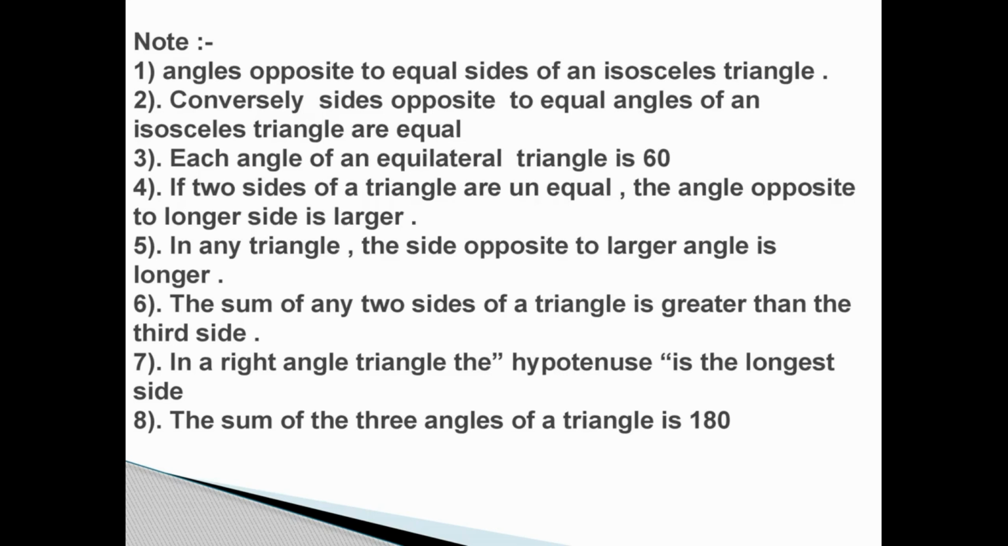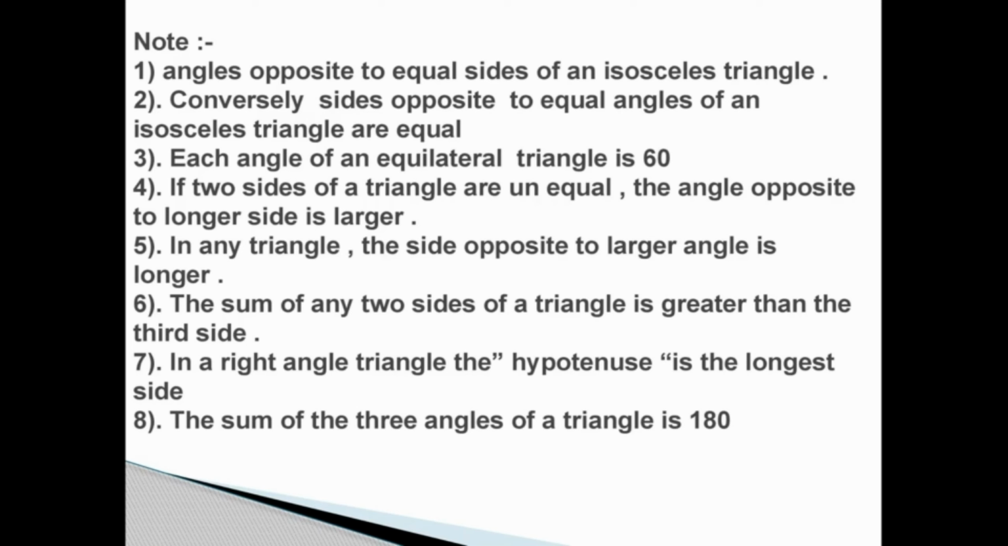Next, note: angles opposite to equal sides of an isosceles triangle are equal. Conversely, sides opposite to equal angles of an isosceles triangle are equal. Next, each angle of an equilateral triangle is equal to 60 degrees.